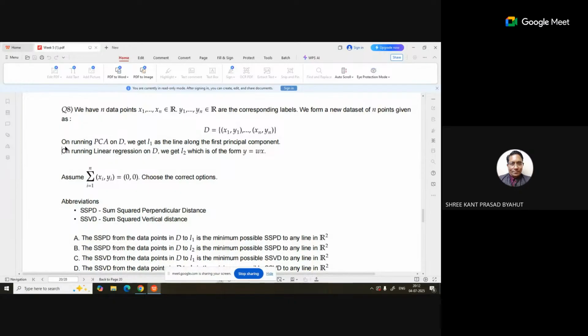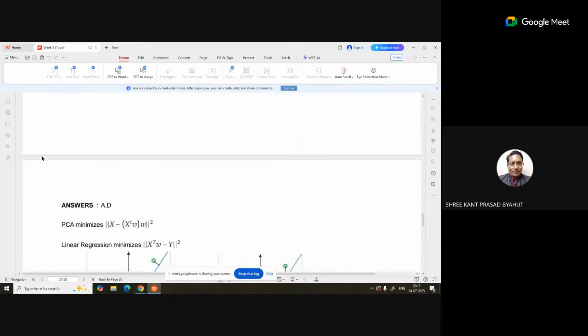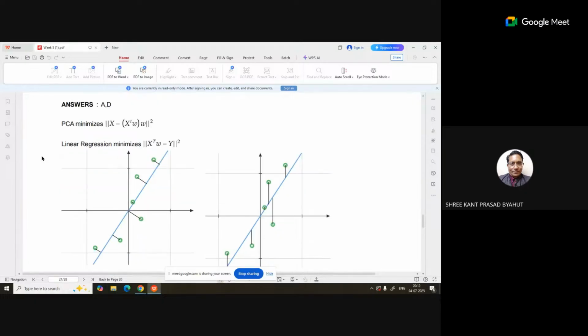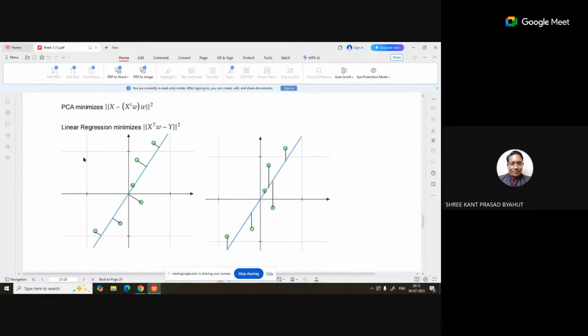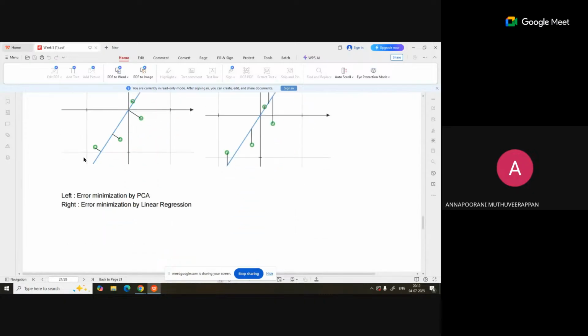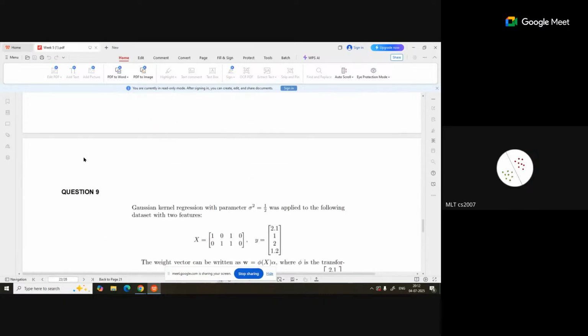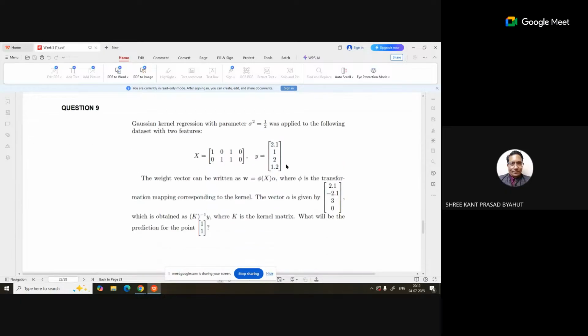W tilde and W tilde perpendicular. I think it's not talking about that. It is about PCA, and I think we are not understanding the question. Along the y-axis is the vertical distance. Don't worry about that, you can do it later on. Let's try to solve this part.